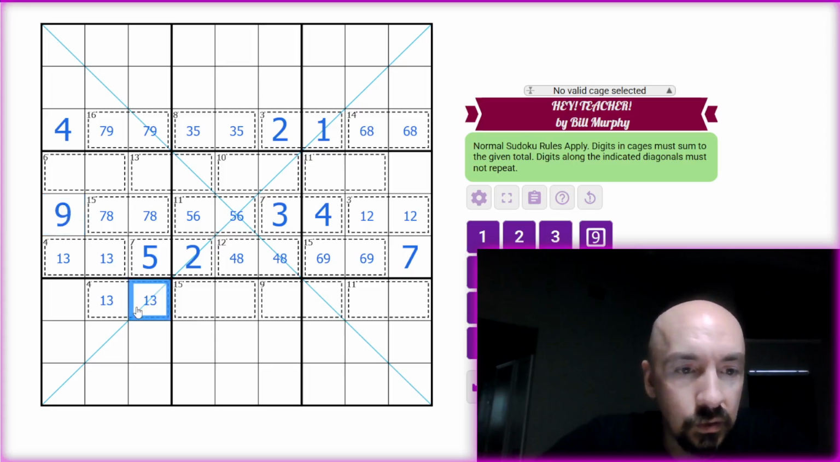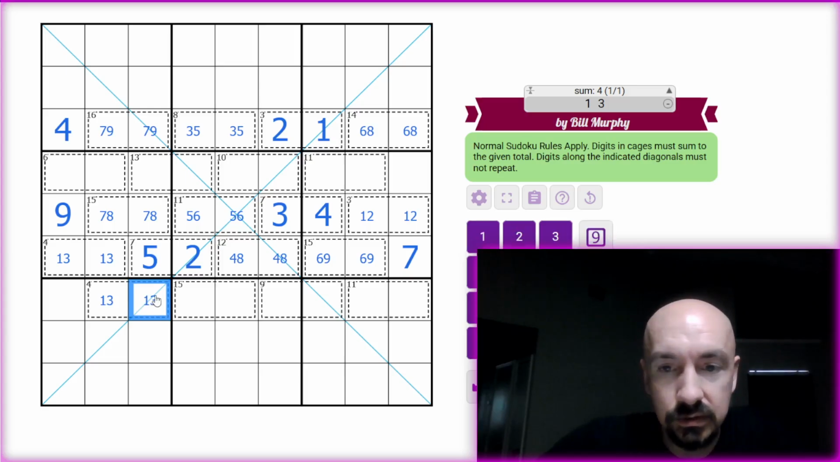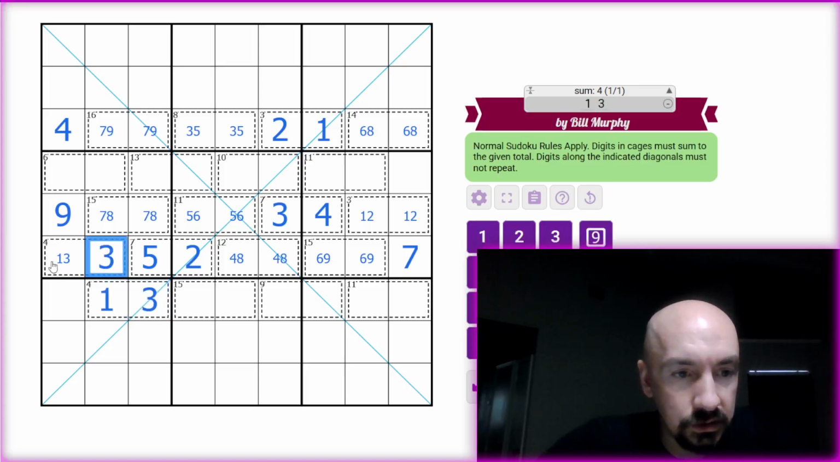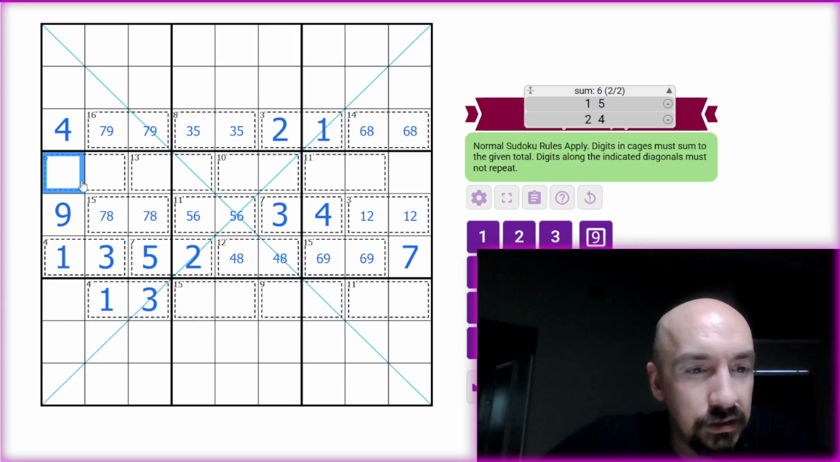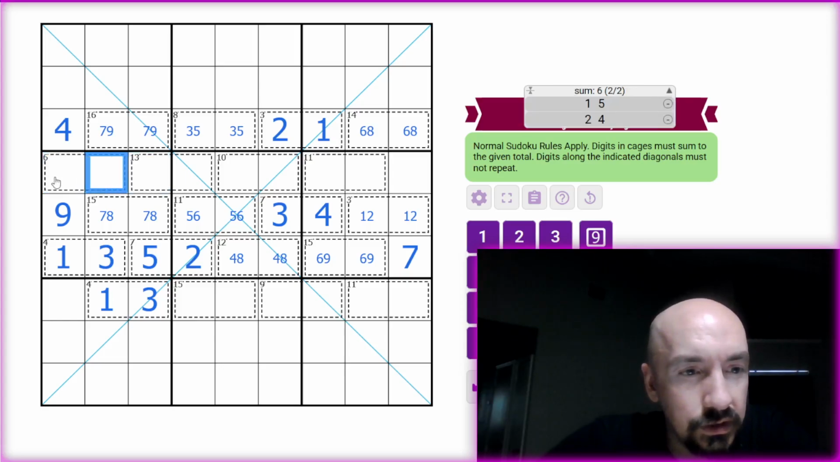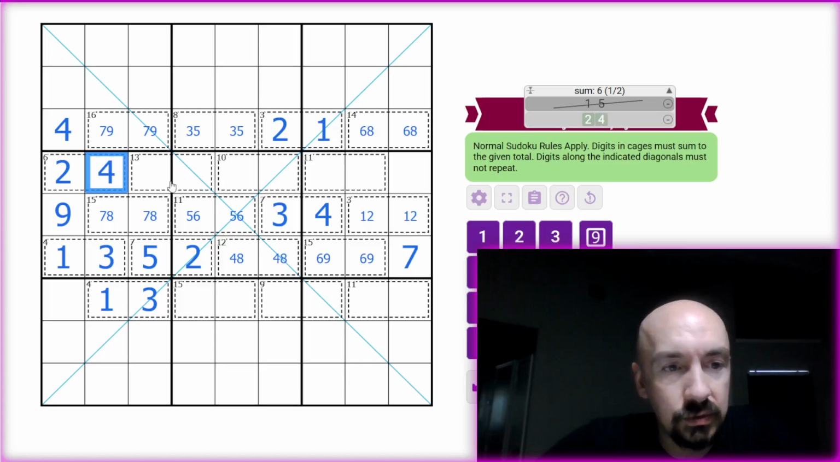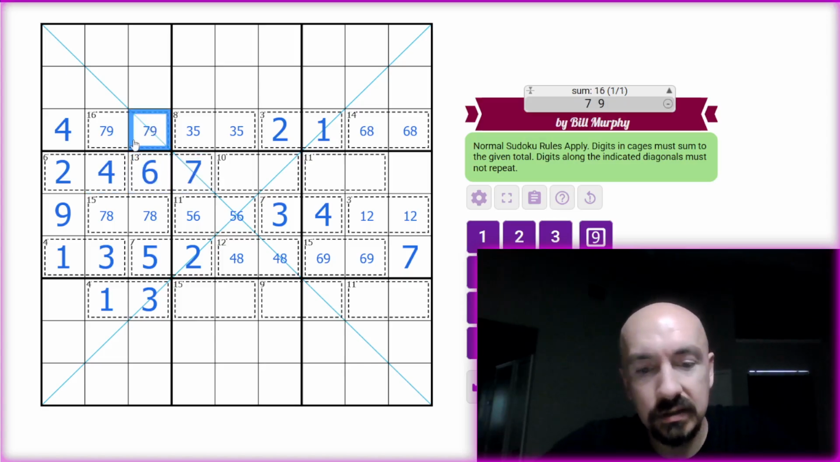Okay. Oh, and now 1 can't be on this. So this becomes a 3, and that's a 1. So that's a 3. That's a 1. 2. All right. So then we need 2, 4, and 6 over here. So that'll be a 2. That'll be a 4. That'll be a 6. So that's a 7. That's a 9. That's a 7.